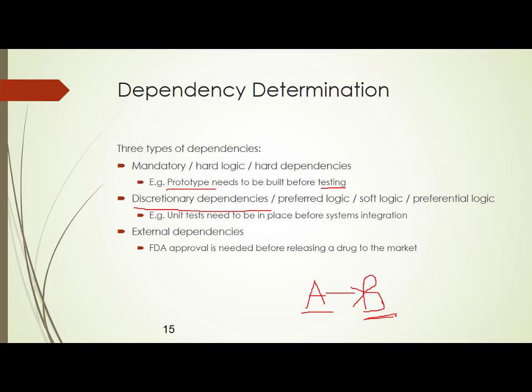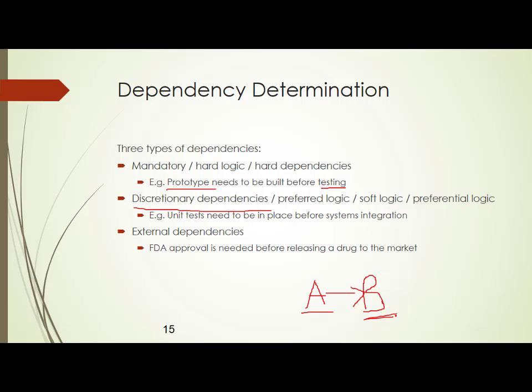It is not hard logic. Hard logic means it has to be followed in a certain way. Soft logic means the process is there, which says that prototyping has to be done first and testing next, but if your project demands that testing can be taken first, you can still violate the rule. You can go back and put testing first and prototyping next. This is called a discretionary dependency.